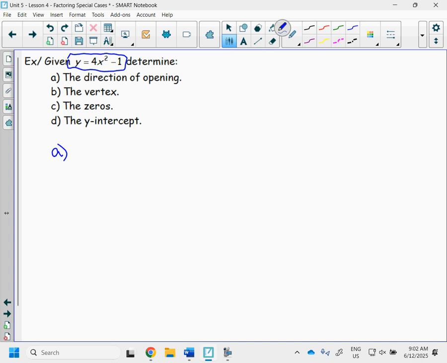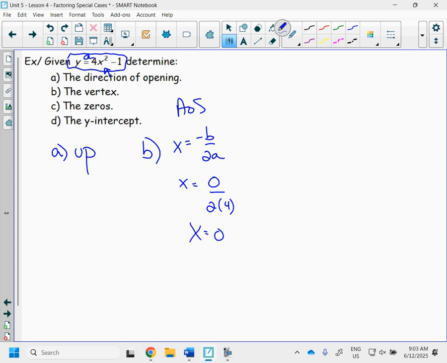Direction of opening. On standard form, that comes from our a value. It's 4, it's a positive, so just remember that's up. Okay, our vertex. Standard form, we had this formula, negative b over 2a. It gives us our AOS, our axis of symmetry. In this case, there is no b value because there's no x term. So we get 0 over 2 times 4, which is just 0. To find our vertex, we're going to take our x value and plug it back into our equation. And hopefully you guys got negative 1. There's our vertex.